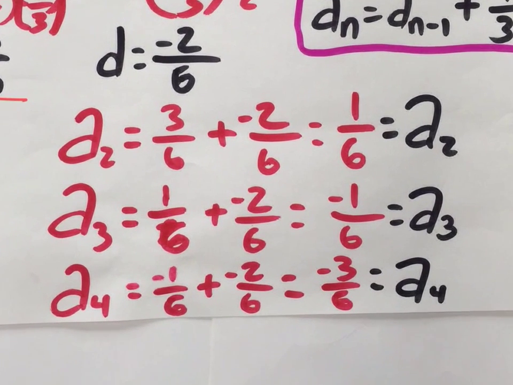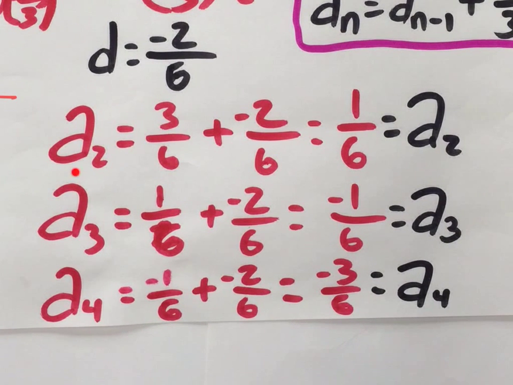So now, what I know is we have a sub 2 equals our a sub 1, which is 3 over 6, plus the common difference, which is negative 2 over 6, and that's going to give us 1 over 6. So this is the second value in this sequence.